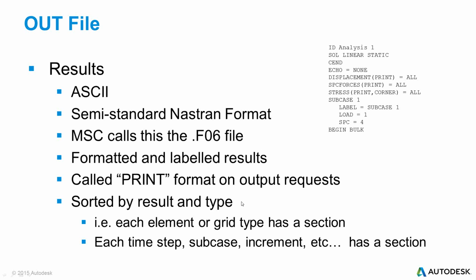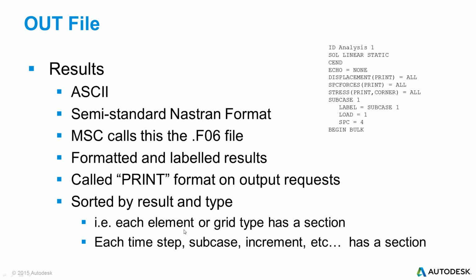But often, probably not on big models, but often on small models, you want printed results because you're trying to compare to a test case. You want to see exactly what the stress is that's being calculated. You need to know what the torsional force is in a bar, for instance. And so by printing those results, you can get something that you can cut and paste and put into something else fairly easily. The results are sorted by result and type.